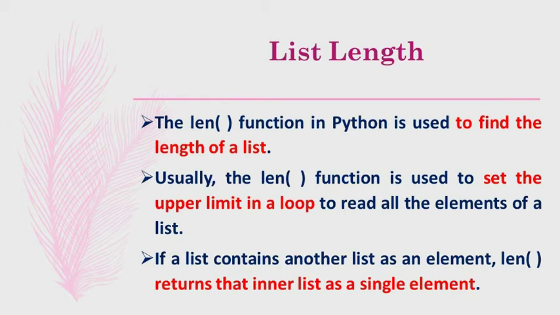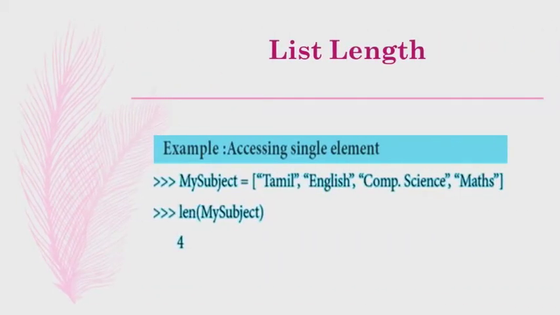So see this example. My subject is equal to Tamil, English, Computer Science, Maths. Next we are going to calculate the length of the my subject list. Here you have to write LEN, and within the parentheses write the my subject variable name. So see here, how many elements are there in the list? Tamil, English, Computer Science, Maths. So 1, 2, 3, 4. 4 elements. So 4 will be printed on the output screen.